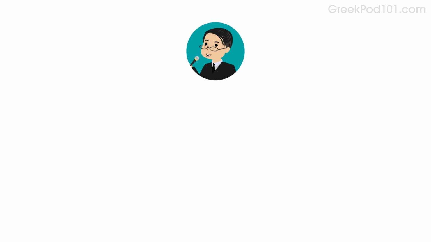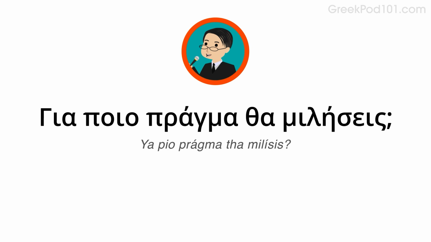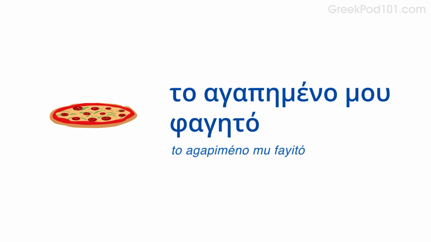Okay, now it's your turn. Do you remember how to say, what are you going to talk about? Για ποιο πράγμα θα μιλήσεις? Imagine you're going to talk about your favorite food. Do you remember how to say, my favorite food? Το αγαπημένο μου φαγητό.